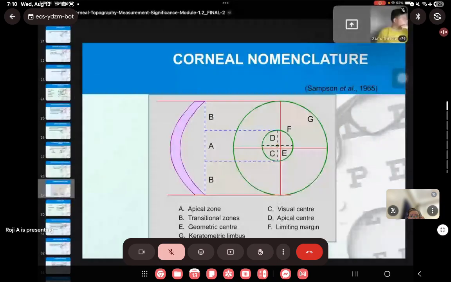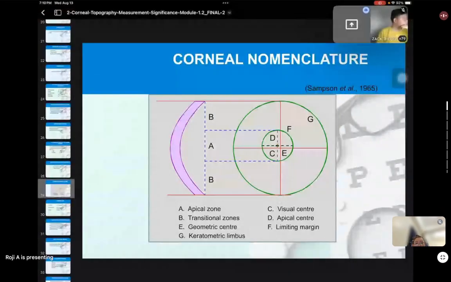So this, as you can see, Zach, what did I tell you last time? You can explain things by looking at them. Apical center. What comes to your mind? The apical zone. That is the center, right? Because the apex of a pyramid is always the center, right?